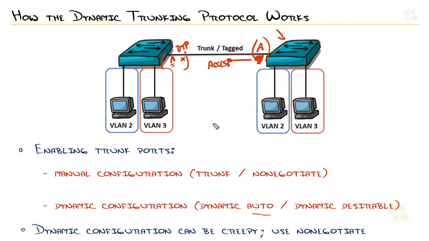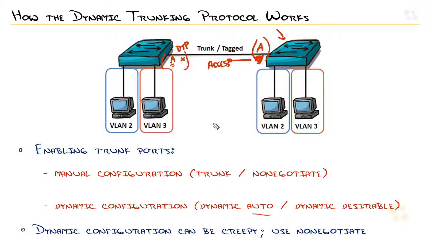So now do you see where I'm saying it's really easy to write exam questions like, what will happen? If one side's auto and the other side's auto, you end up with nothing, right? You've got an access port. If one side's desirable and the other side's desirable, you've got yourself a trunk. One side's auto, one side's desirable, you've got yourself a trunk. Those all work. But what about the manual configurations?